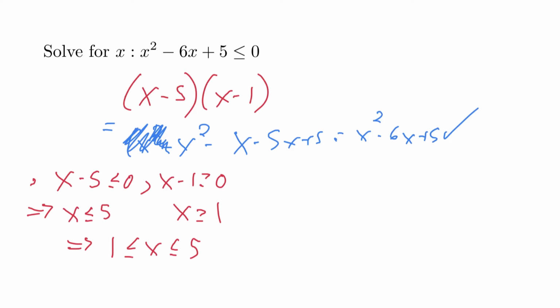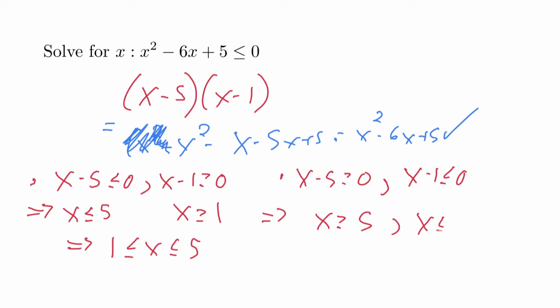And then I look at the other case, where x minus 5 is greater than or equal to 0, and x minus 1 is less than or equal to 0. Then that tells me x needs to be greater than or equal to 5 and less than or equal to 1. And we ask ourselves, is that possible? Is it possible for x to be greater than or equal to 5, so something like 6, 7, 8, and less than or equal to 1, so like 0, minus 1, and so on? No. No number satisfies this.